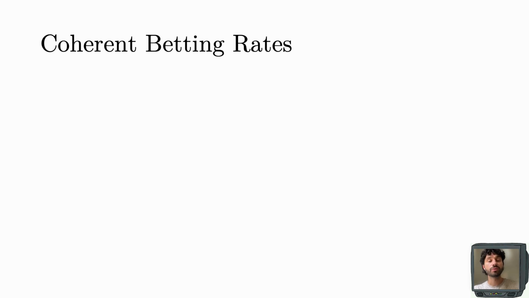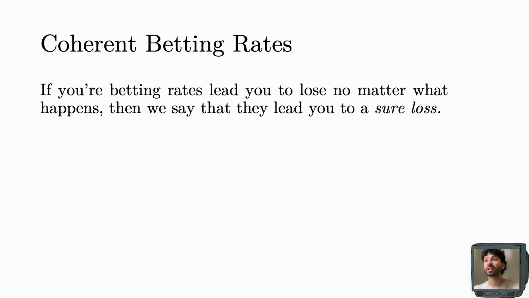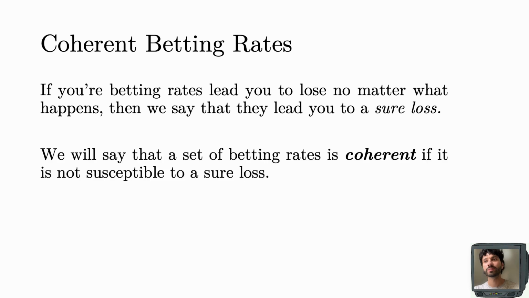Okay, so we've seen a situation where your beliefs violate the rules of probability and you're able to be put in what's called a Dutch book, which is a series of bets that guarantee you a sure loss. Now, let's introduce the notion of coherent betting rates. If your betting rates lead you to lose no matter what happens, then we say that they lead you to a sure loss. And this is what is called a Dutch book.